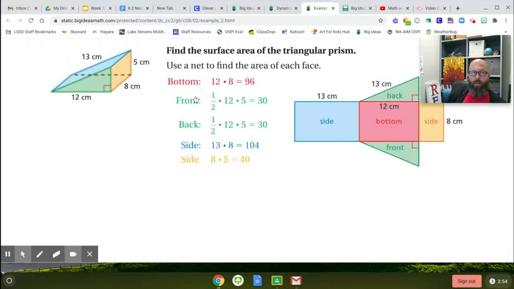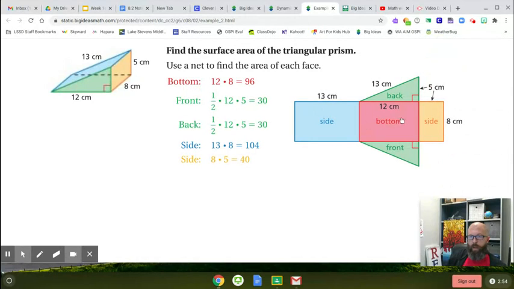Use a net, so we're going to unfold it, right? We have the side, the bottom, the other side, the back, and the front. Okay, so this is actually, I would call this the top. This is this part folded down. Okay, so the bottom here we can see is 12 by 8. Okay, so that's going to multiply it to 96.